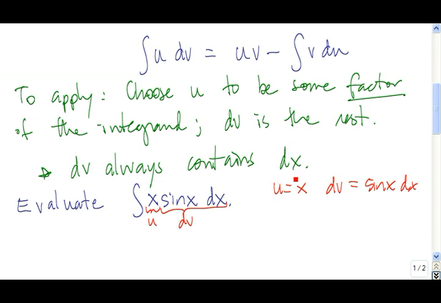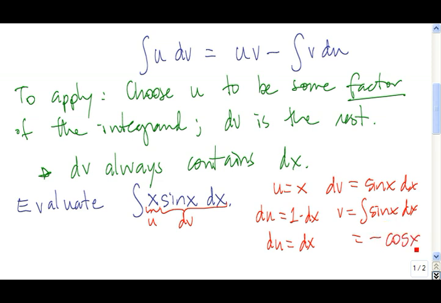du is just the differential of u, and you remember that to get that, we differentiate u, and then we multiply by dx. So du is just equal to dx. v here is any antiderivative of sine of x that we want. I'm going to show you in a little bit that we actually don't need the plus c. So when we integrate sine of x dx, we can just use the simplest antiderivative, which is negative cosine of x. Again, we do not need the plus c when we're finding v.